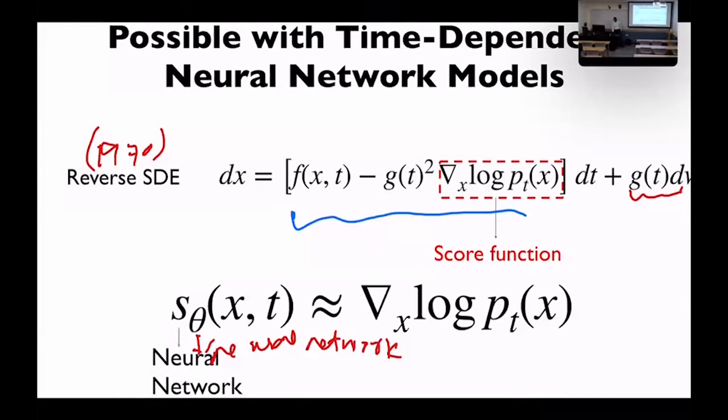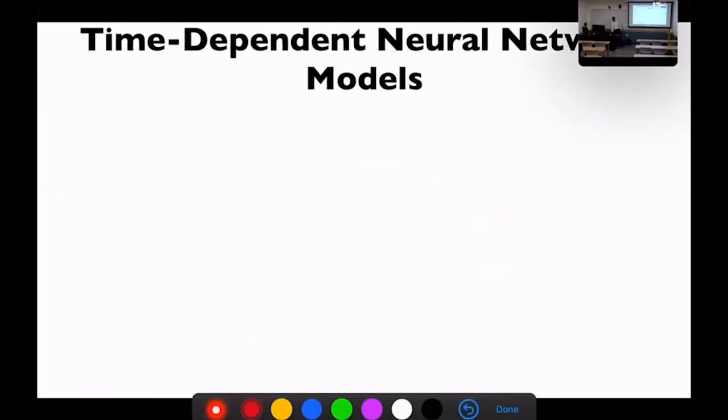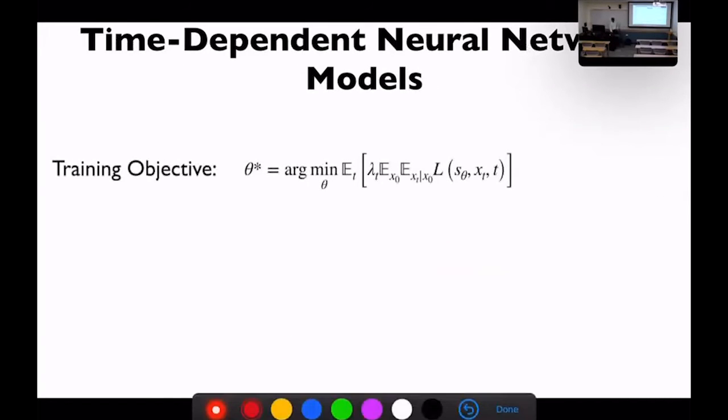Okay, so now I've just discussed some math on how to set up the loss function. Lambda t is just a positive weighting function. Don't worry about that for now. The second expectation, x0, is your training data, right? So x0 is the training data. It's here.